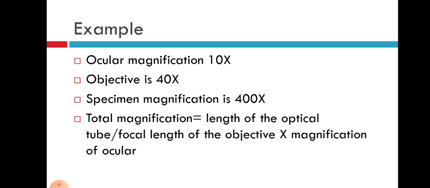There are certain factors which play an important role in magnification. The factors are optical tube length, focal length of the objective lens, and magnifying ability of the ocular. The total magnification of the object image can be calculated using a formula: length of the optical tube divided by focal length of the objective, into magnification of ocular.